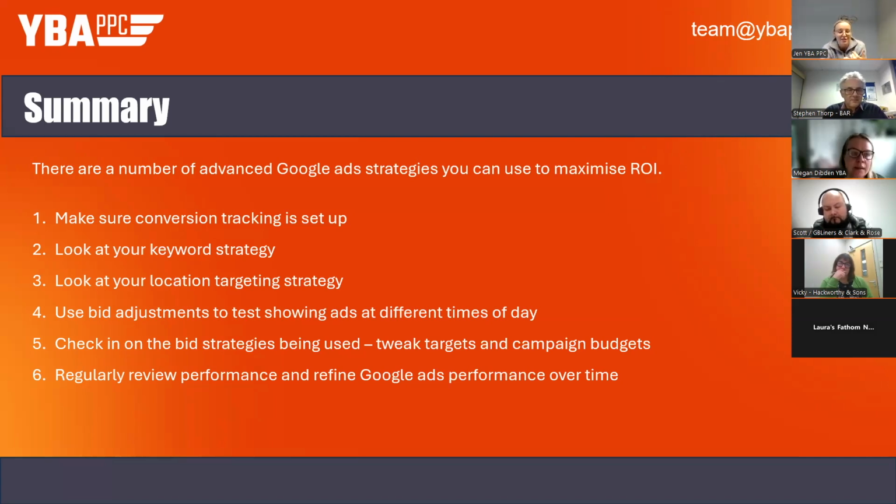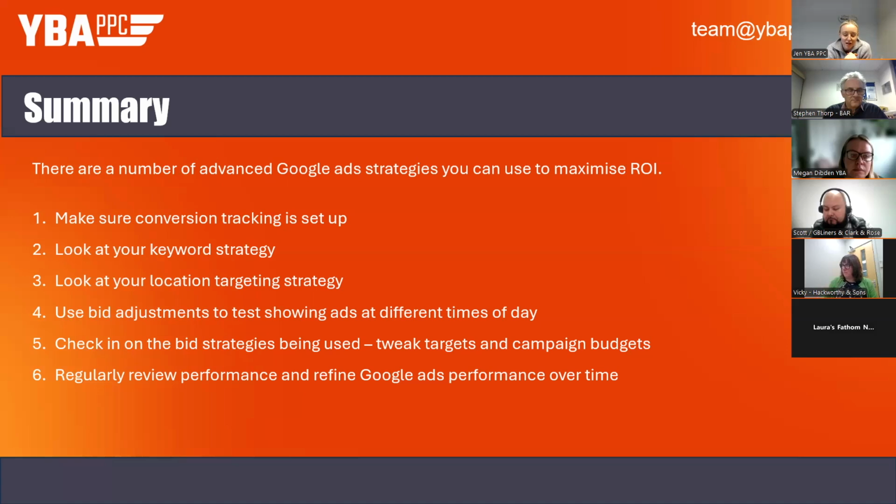The first one is definitely making sure that you've got your conversion tracking set up, so you know what's working and what isn't. Checking your keyword strategy. So both the keywords you're bidding on, which ones are working, have you got any in there that are just spending money and not converting? Add them as negatives. You don't necessarily have to bid on everything that comes through.